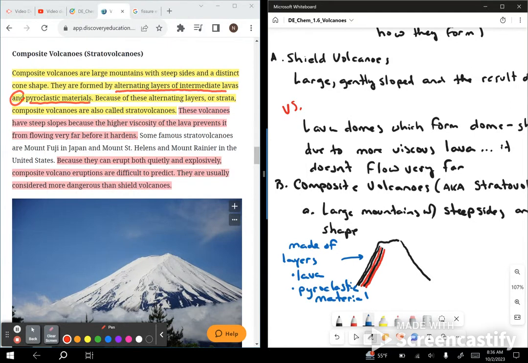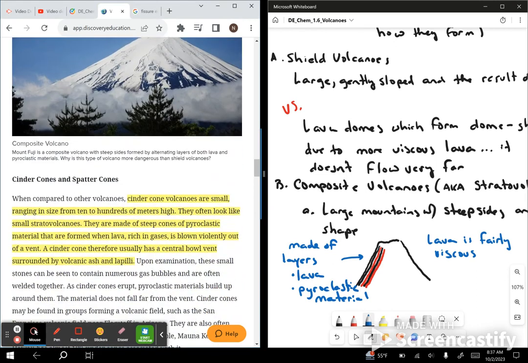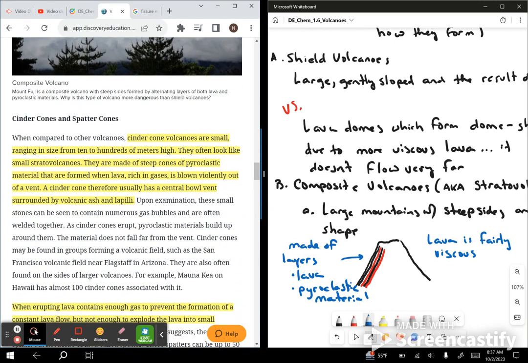And make sure you read the rest here because they just talk about these having steep slopes because of a higher viscosity, right? So the lava is fairly viscous. That's why it forms more steeply. The same way that a dome doesn't flow very far, right? Because it's thicker and then it dries. Same thing for your composite volcanoes. Okay. All right, and that moves us on to the third type.